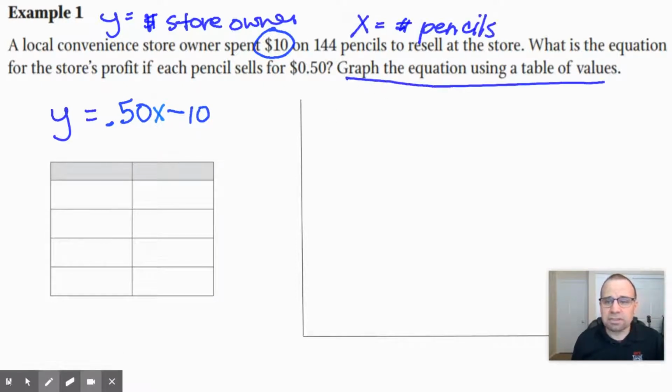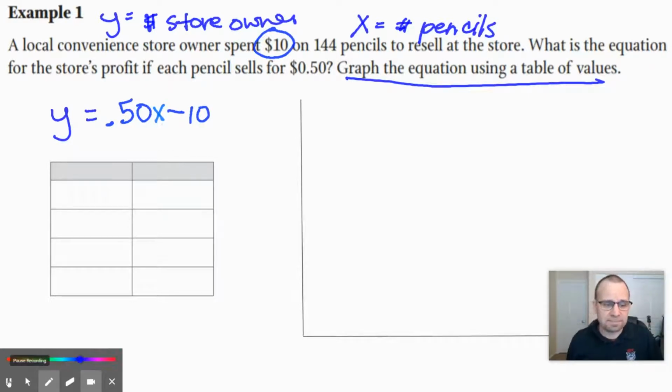Now it says graph the equation using a table of values. I'm going to show you guys a shortcut later called slope-intercept form, where you use the slope and the intercept, and it makes it very easy to graph. But for today's lesson, I want you to make a table of values every single time. In fact, in the homework, that's the only way you can get around doing the problem, because you have to draw the line in between two exact points.